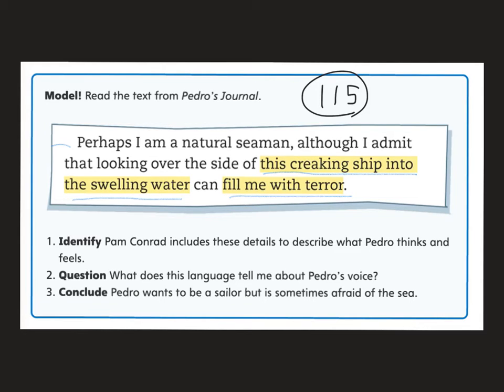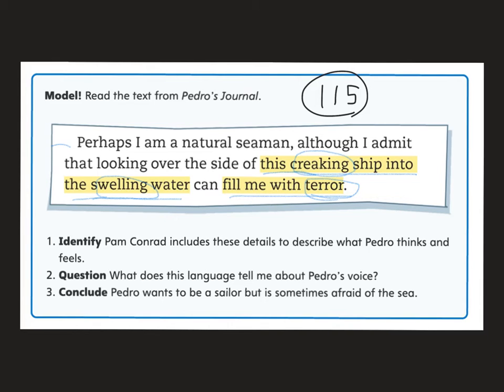Number 1 says identify. The author, Pam Conrad, includes these details to describe what Pedro thinks and feels. We kind of can hear Pedro's voice explain how he feels about being on the sea. This creaking ship, he hears scary sounds. The water is swelling, and it fills him with terror.